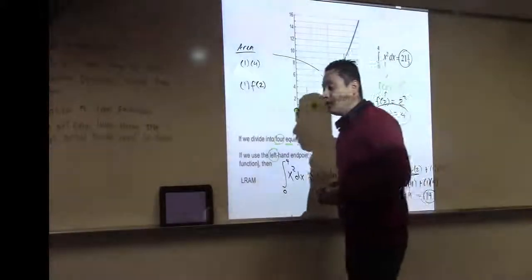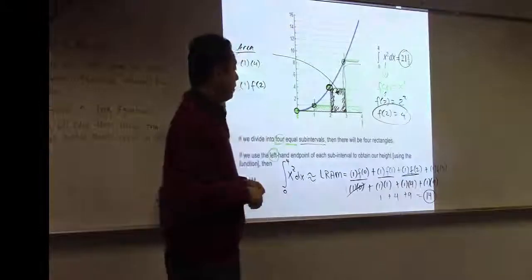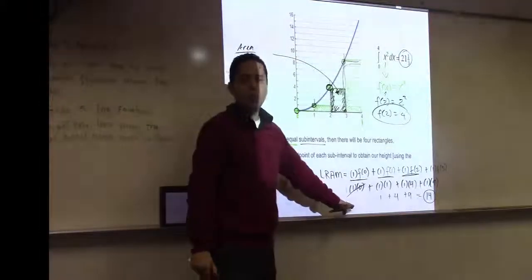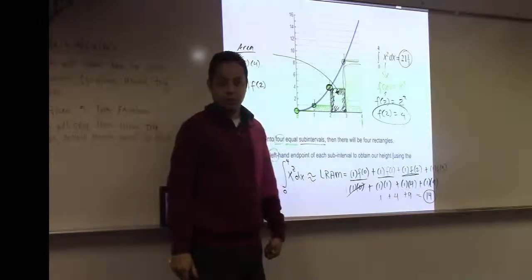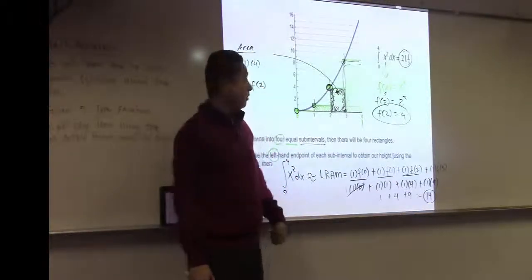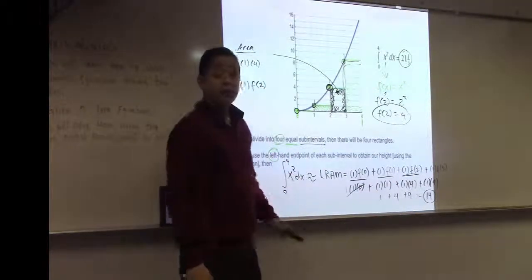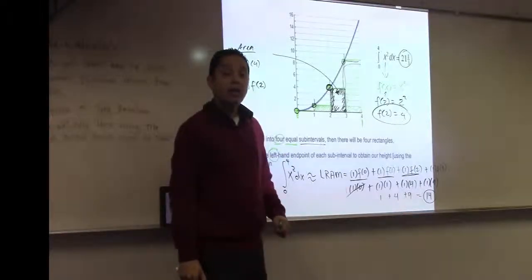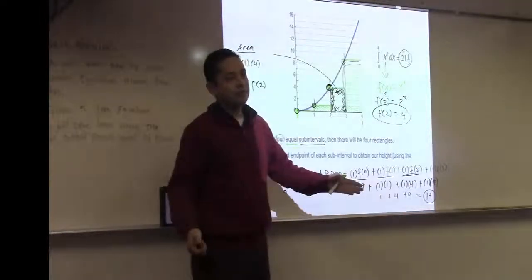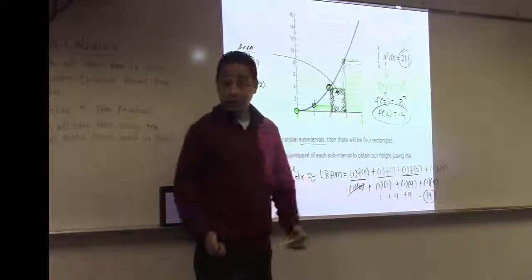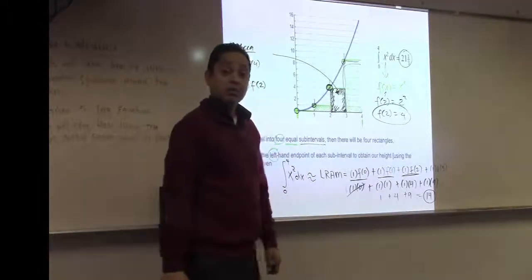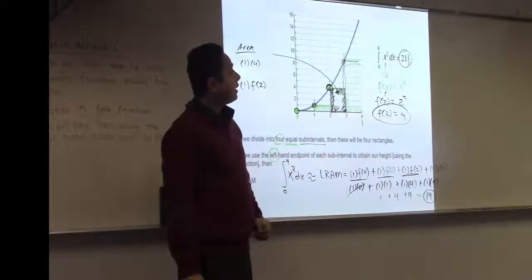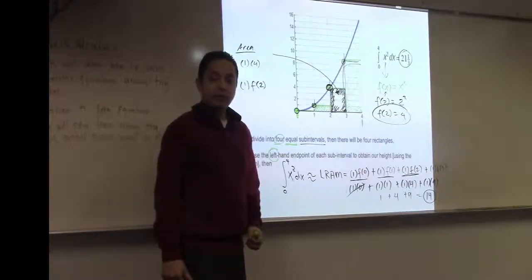So what can we conclude from here? We can conclude that the approximation that we came up with is really an under approximation. So in LRAM, it's under approximating. Now is it under approximating all the time, or sometimes? Well, for that, we're going to have to think a little bit more.